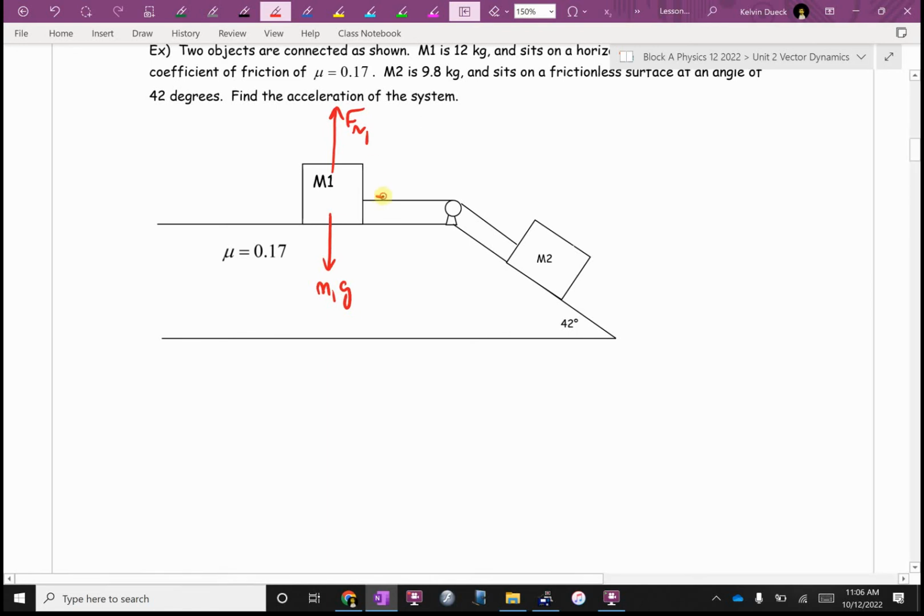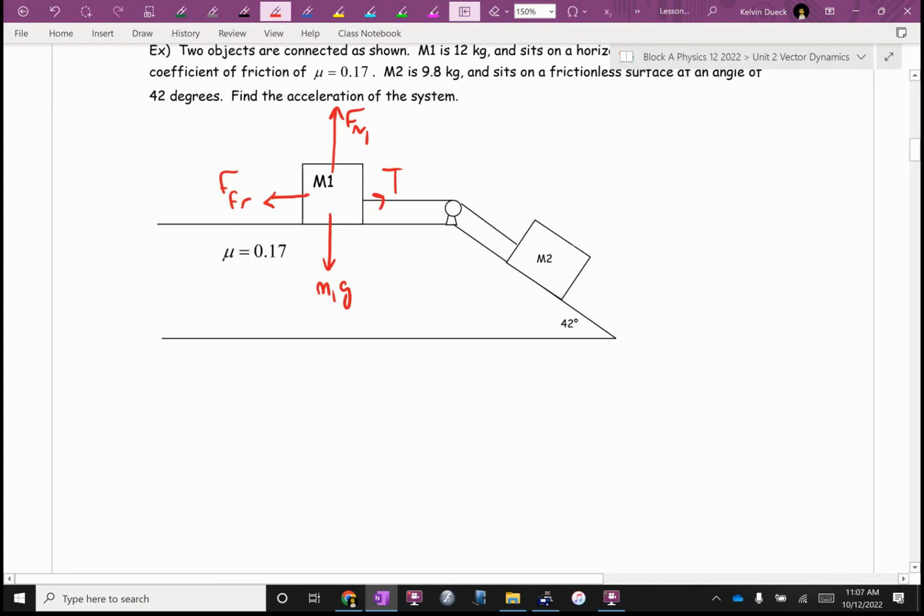Yep, what you're feeling right now. What else? Which way? Yeah, because there's no way a box on its own spontaneously would start crawling to the left, lifting this up the hill. There's no way. So friction is this way. What are the forces on M2?